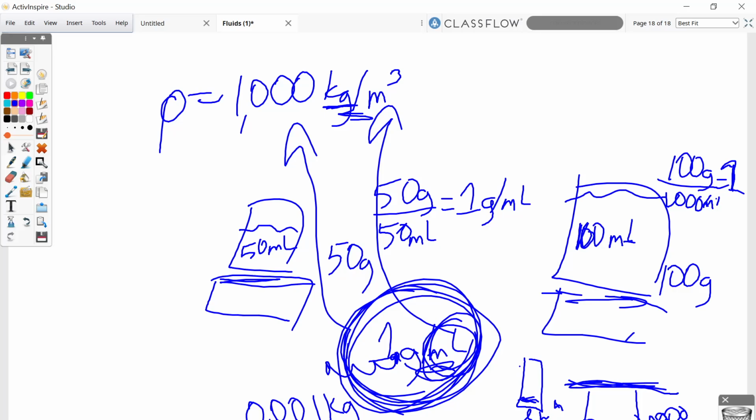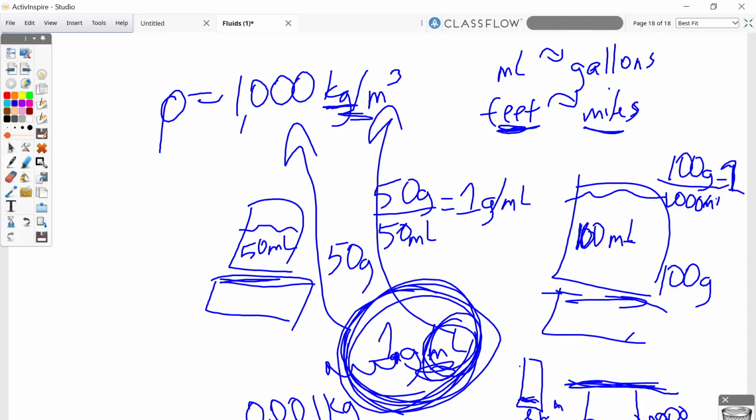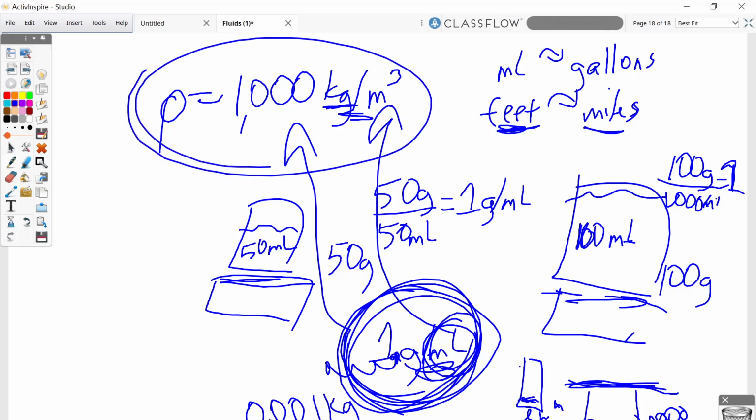It's kind of like when you're converting from milliliters to gallons. There's a conversion factor. Or if you're going from feet to miles, right? If you're converting stuff, you're going to use conversion factors. You're going to either be dividing by how many feet there are in miles and so on. And so that's what this is, okay? That's why we keep using this for water, which is the density.